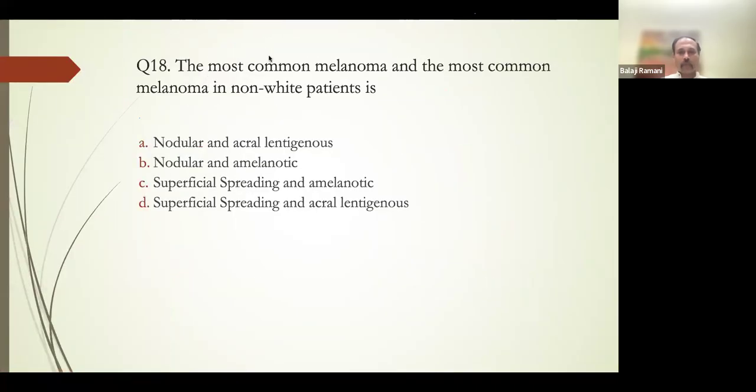So which is the most common melanoma overall, and the most common melanoma in non-white patients? We all know that in white patients it is the superficial spreading which is the most common. We just saw that nodular is the most common BCC, and superficial spreading. So it is between C and D. Among these two, is it amelanotic or is it acral lentiginous? The answer is acral lentiginous.